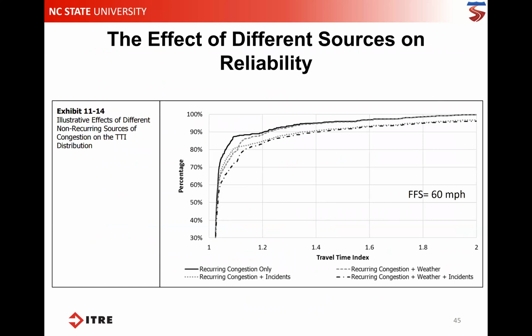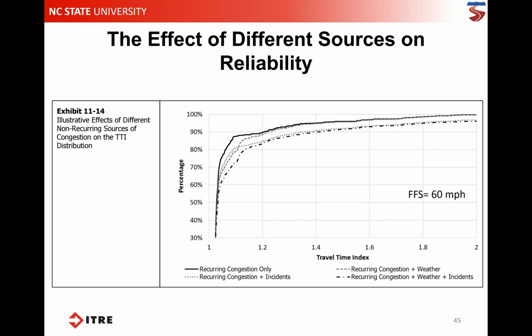This slide shows how the different components of non-recurring congestion affect travel time reliability. I know this may not be very clear, but there are 4 different CDFs in this slide. The solid line to the far left is essentially the recurring congestion. This is the effect of demand variability over the year. And then we have a couple of middle curves that look at either incidents or weather effect.